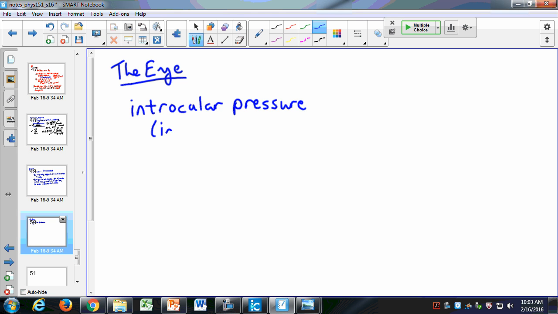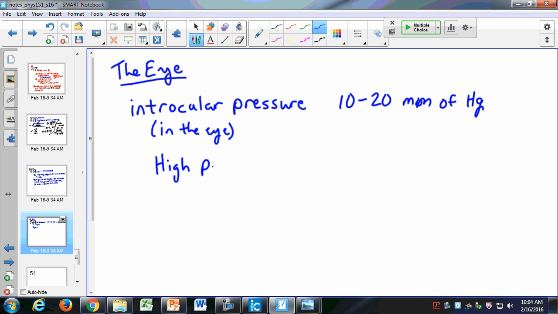The pressure inside the eyeball is usually about 10 to 20 millimeters of mercury. So fairly small. We can have some issues with this. If you have high pressure in the eye, a pressure that's higher than this, I know what this is called. If you have too much pressure, this is called glaucoma.